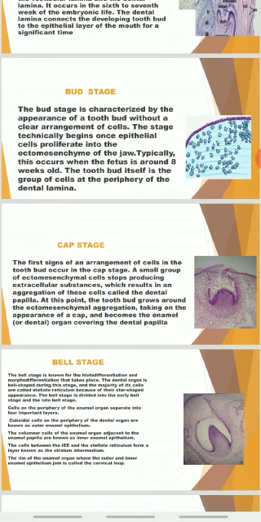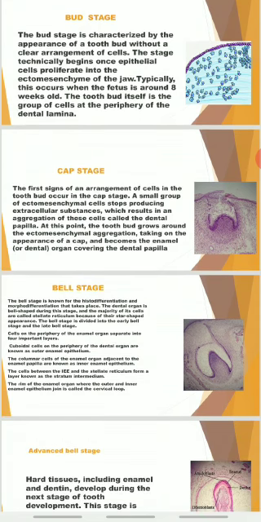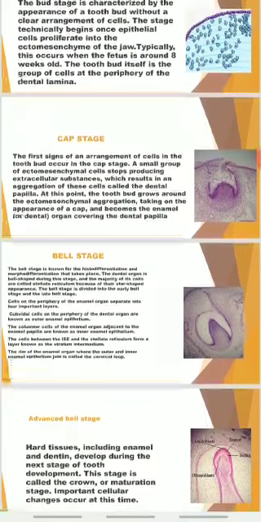Well, after this, we have the bell stage. Bell stage is known for the histodifferentiation and morphodifferentiation that take place. The dental organ is bell shaped in this stage. The majority of cells are called stellate reticulum because of their star-shaped appearance. They are present mostly in a star-shaped appearance, as we can see in the image provided there.